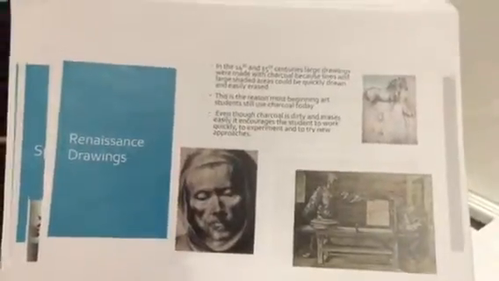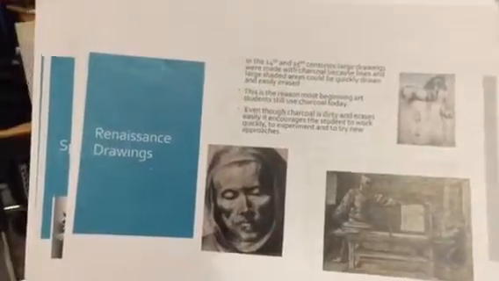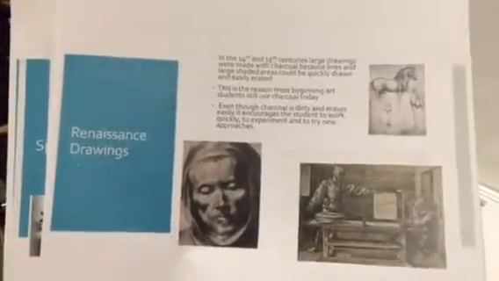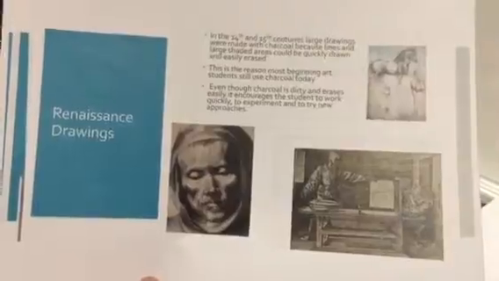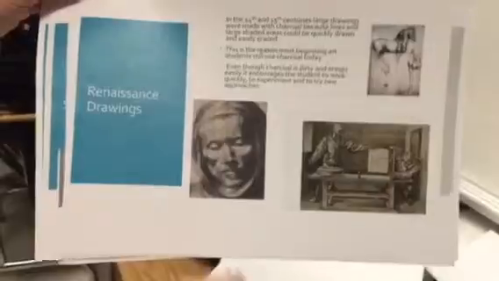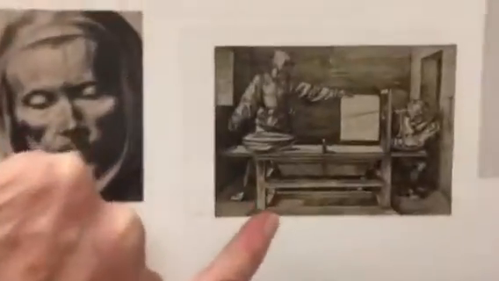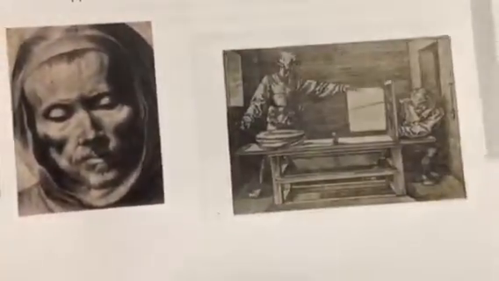So then we're going to talk a little bit about Renaissance drawings. In the 14th and 15th centuries, large drawings were made with charcoal because lines and large shaded areas could be quickly drawn and easily erased. It is very dirty. But this is the reason that most people still use charcoal when beginning with art, because it's so easy to use. Even though charcoal is dirty and erases easily, it encourages the student to work quickly and experiment to try new approaches. This is actually Dürer that we would have studied a couple years ago. That was when we first started the videos.